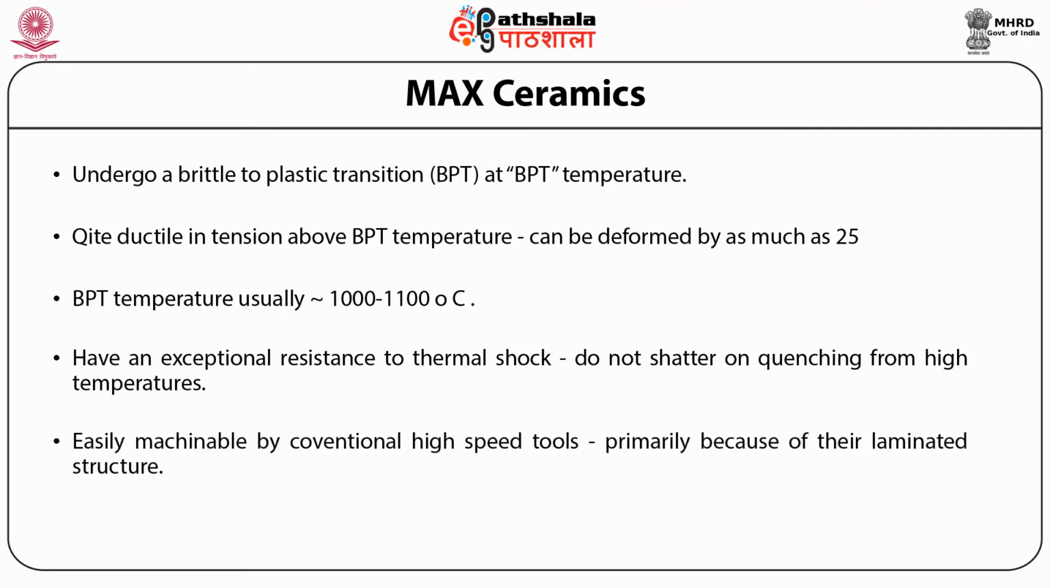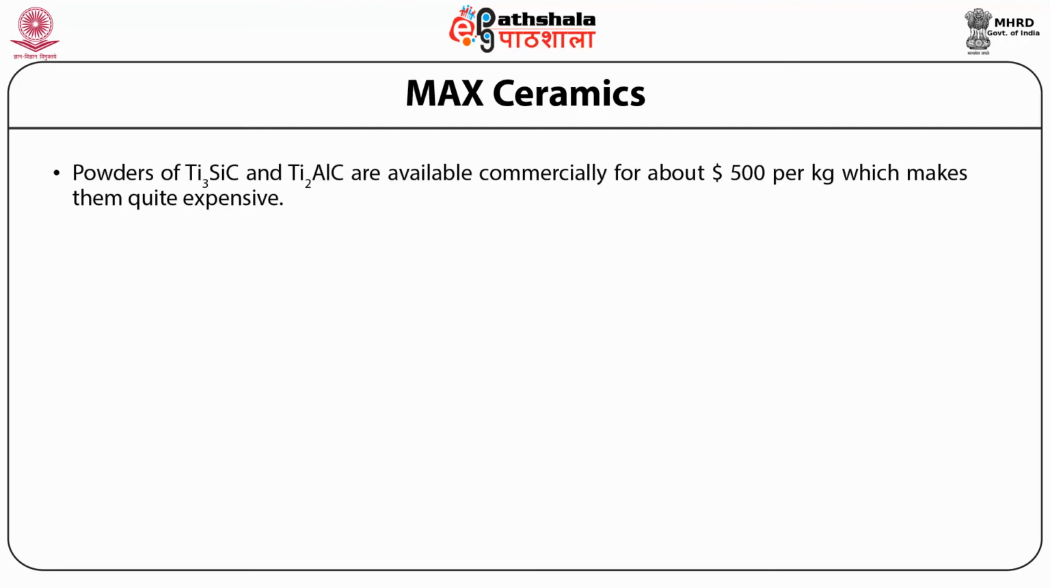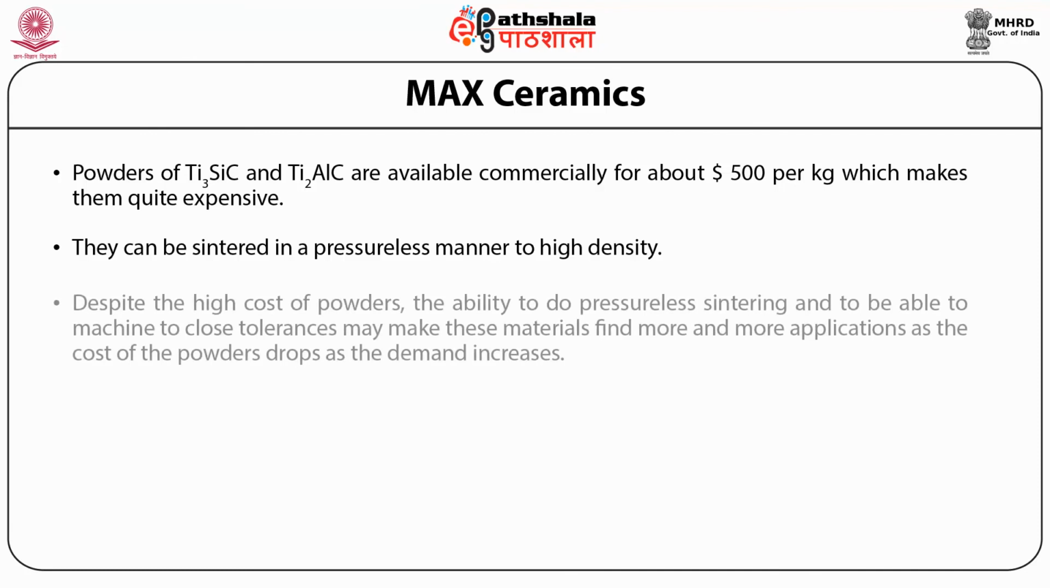Easily, they are machinable by conventional high-speed tools. The powders of titanium silicon carbide and titanium aluminum carbide are available commercially for about $500 per kg, which makes them quite expensive. They can be sintered in a pressureless manner to high density, and despite the high cost, the ability to do pressureless sintering and to machine to close tolerance may make these materials find more and more applications as the cost of powders drops as the demand increases.